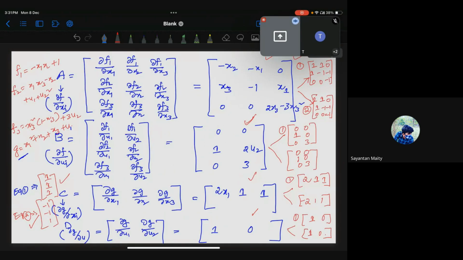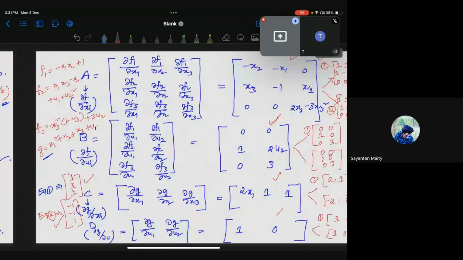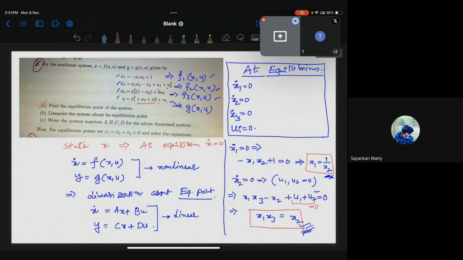Okay, so that is our question. The question is to find the equilibrium point. Equilibrium points are nothing but these 2 points. So one equilibrium point is 1, 1, 1. The second equilibrium point is minus 1, minus 1, 1. That is the first one.